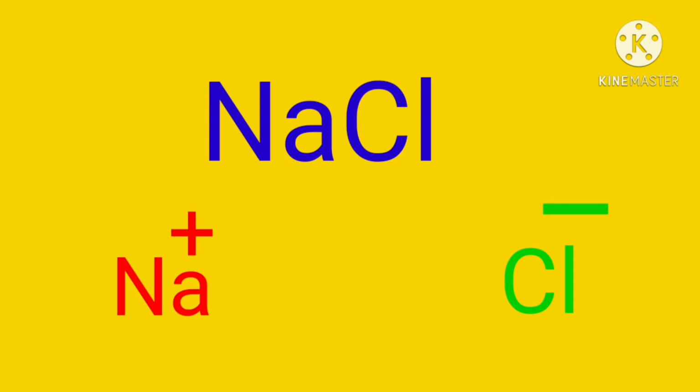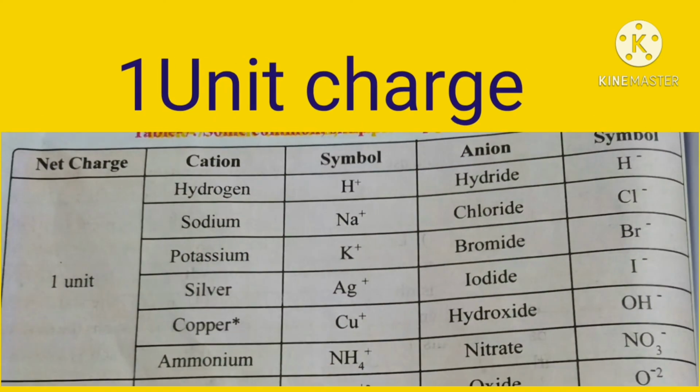Hence, ions are charged particles. Children, here in this table, some common simple and polyatomic ions have been given. One unit charged cations: hydrogen, sodium, potassium, silver, copper and ammonium. And the one unit charged anions are hydride, chloride, bromide, iodide, hydroxide and nitrate.